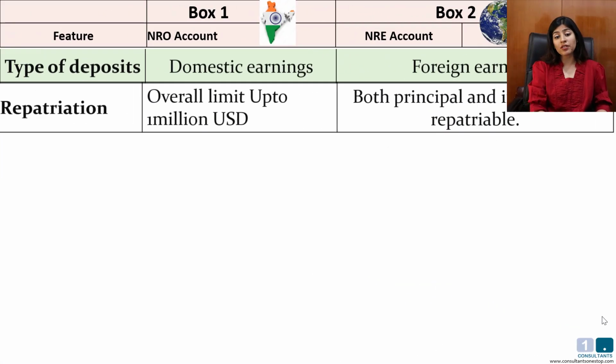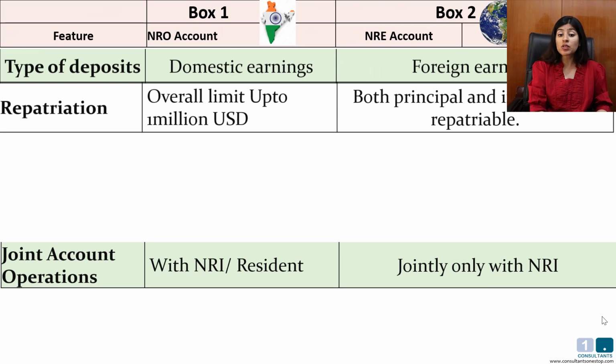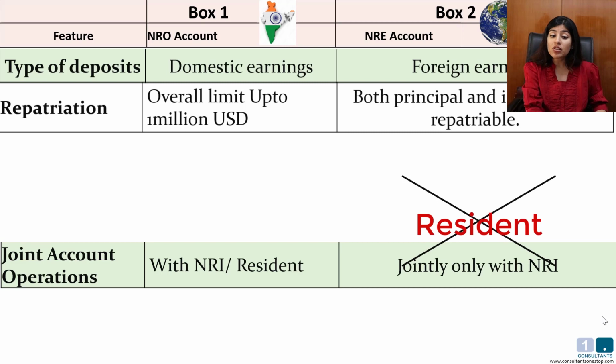The third important factor is account operation. Students going abroad often have this question: can I open this account jointly with my parents or relatives? It's understandable. It becomes easier when someone in India is managing your account while you are concentrating on your job or your studies abroad. Well, the answer is very clear and simple. The NRO account can be opened jointly with a resident, whereas since box number 2 contains foreign source income, it must be held jointly only with an NRI. A resident is strictly not allowed to be a joint holder in box number 2.